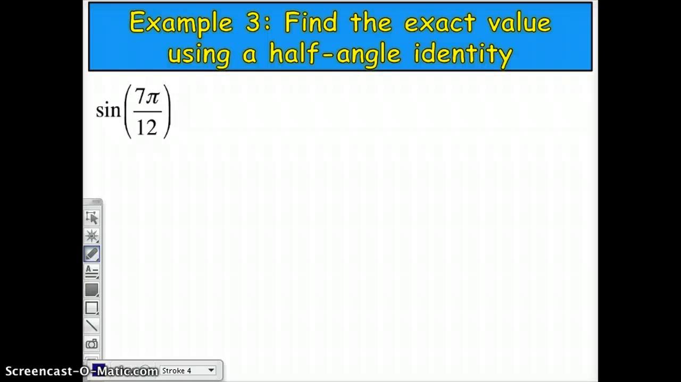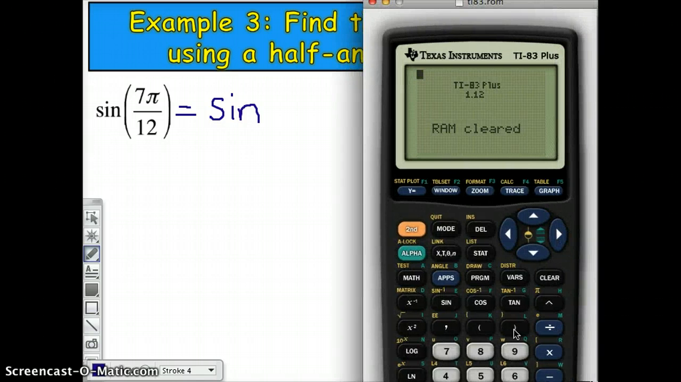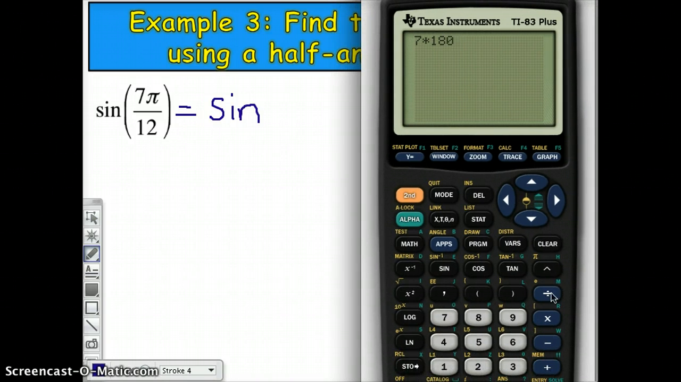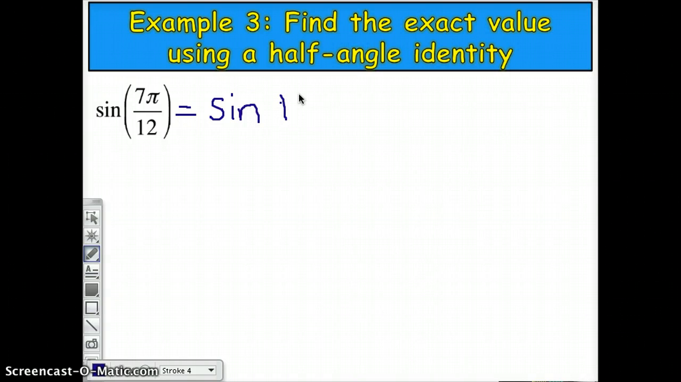So for our first example, we are going to find the exact value of sine of 7 pi over 12 using a half-angle identity. As a hint, I would say always convert to degrees. So let's start by converting 7 pi over 12 to degrees. We can do that in the calculator by doing 7 times 180 divided by 12, and that's 105 degrees.